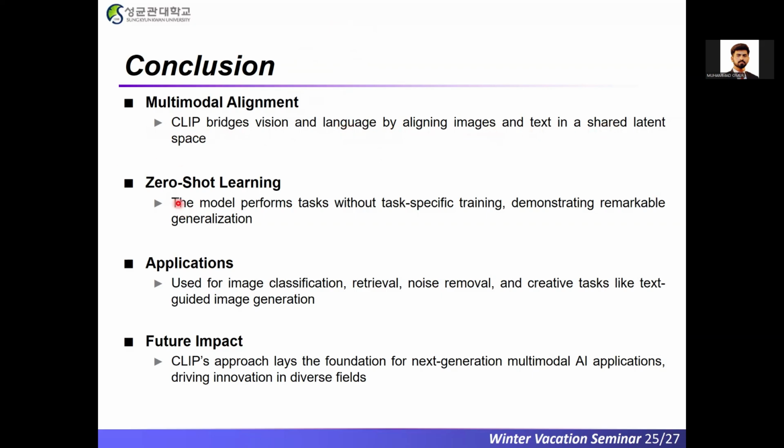It also performs zero shot learning, which is that the model performs tasks without task specific training, demonstrating remarkable generalization. The other applications are that it gets used for image classification, retrieval, noise removal, and creative tasks like text-guided image generation. So for the future impact, CLIP's approach lays the foundation for next generation multimodal AI applications, driving innovation in diverse fields.